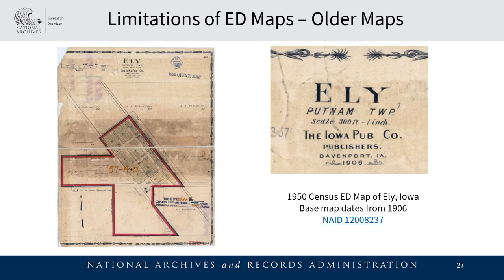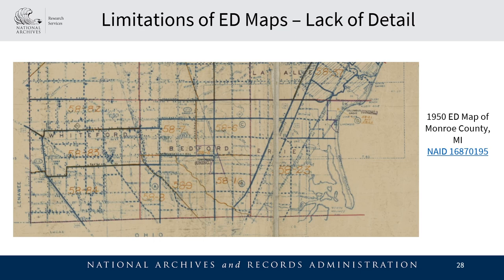One example of a very old map used by the 1950 census is this 1906 map of Ely, Iowa. It dates from nearly 50 years before the 1950 census. While the boundaries of the community may not have changed during that time, features, roads, and other aspects of the town may have changed. As has also been mentioned, county or other rural maps often lack details.